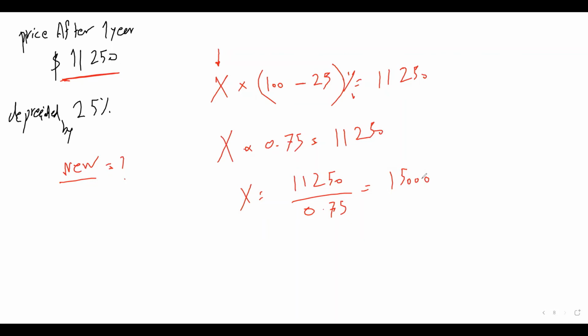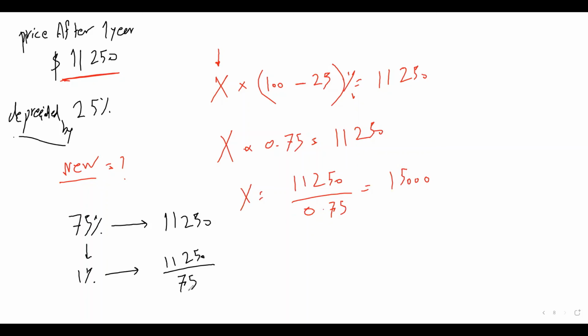So you could have solved this using the unitary method, the 1% thing, but you should be careful here. You had to subtract, saying that 75% represents 11,250. So what is 1%? 1% is this much divided by 75. And now we're looking for 100%, the original price, which is 11,250 divided by 75 times 100, which again gives us 15K.